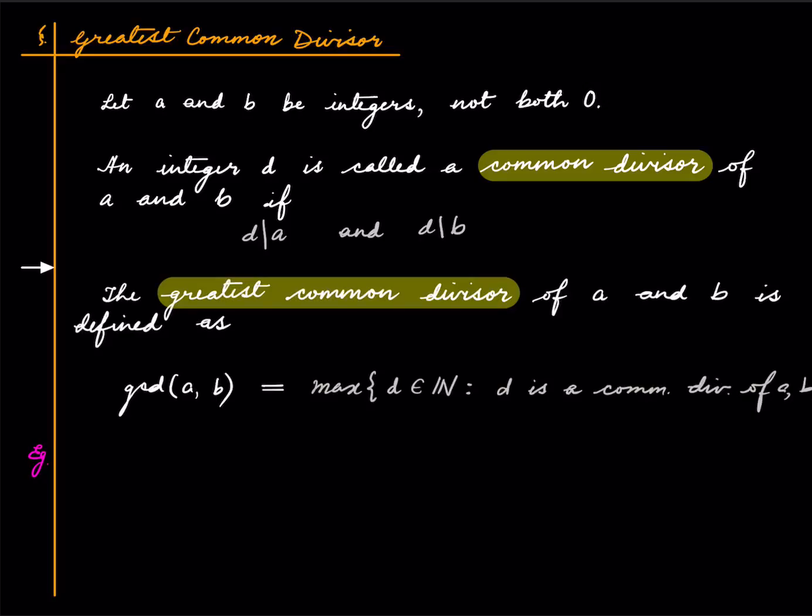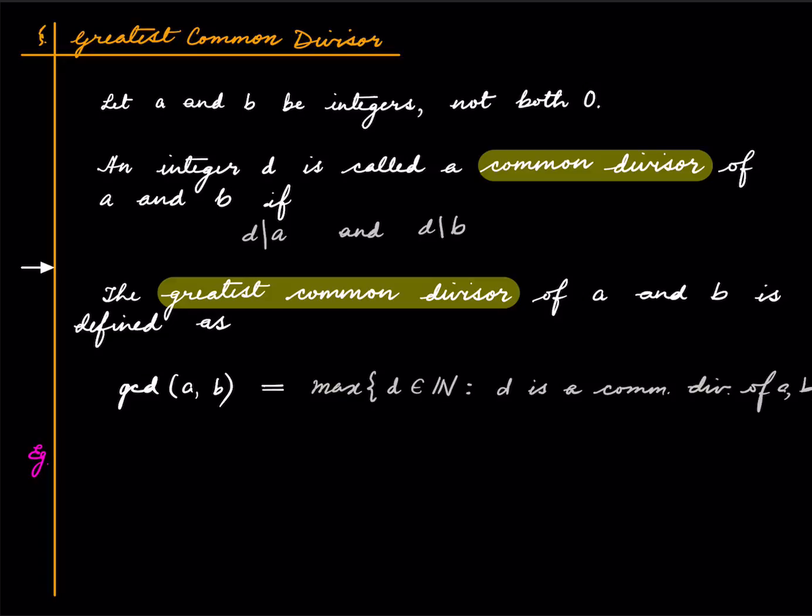And the greatest common divisor of a and b is defined as the maximum natural number that is a common divisor of both a and b. So collect all the common divisors of a and b, throw away the negative ones, and take the maximum. Basically, you don't even need to throw away the negative ones, just take the maximum of that set. So that's what greatest common divisor is, and that is the notation GCD. This is how we write GCD.